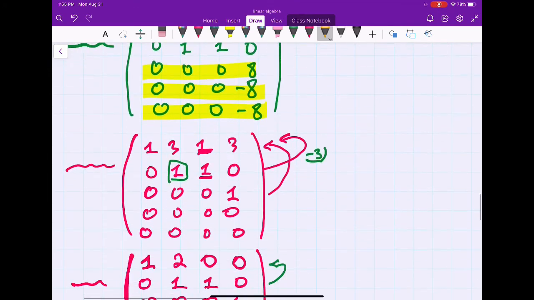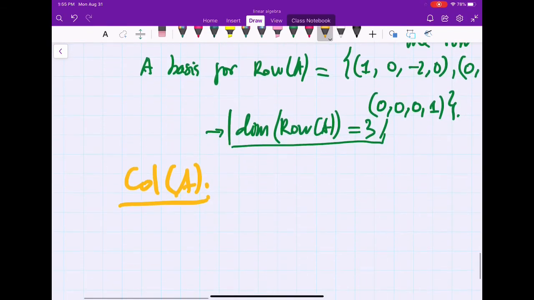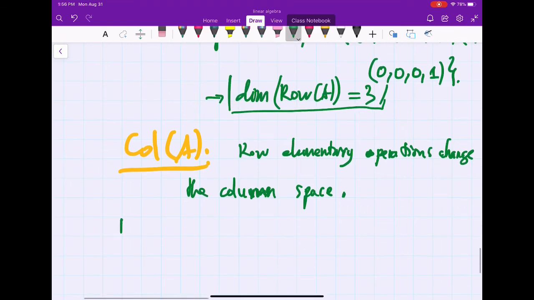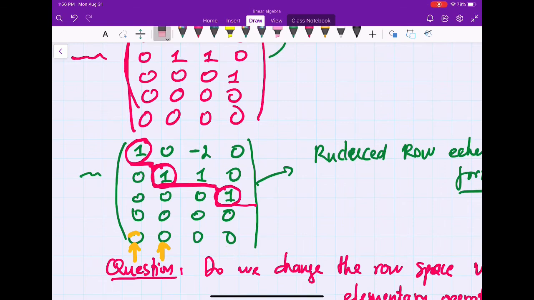Does that make sense? So for the column space, I have the following, but I have to mention: row elementary operations change the column space. Okay, column space. Don't forget that. So we may pick vectors to form a basis for the column space. Those vectors are corresponding to this leading element. I repeat again, right? Corresponding to this leading element.